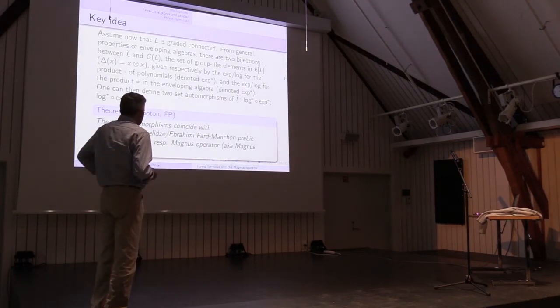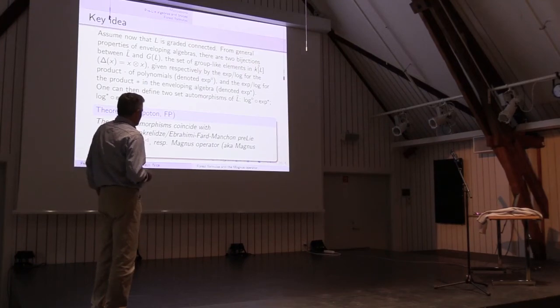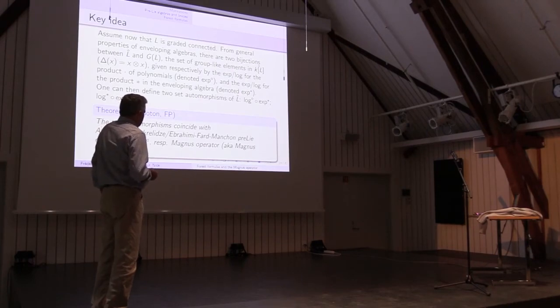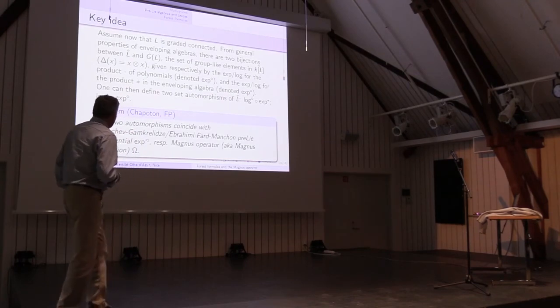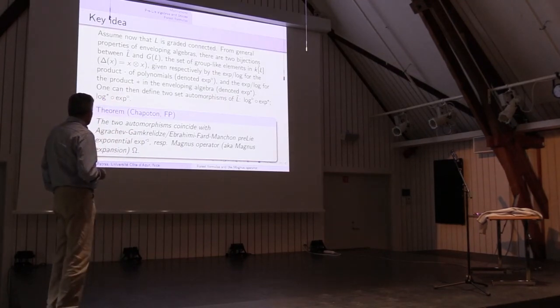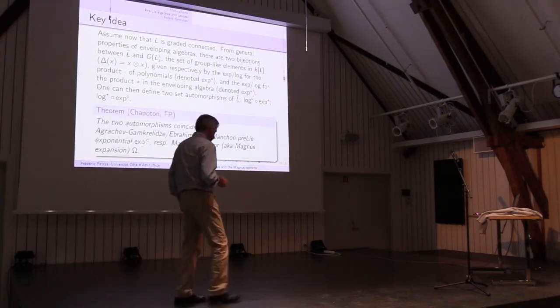And if you do this using the two products, so defining these two logarithms and these two exponentials, you will be able to get two automorphisms of the Pre-Lie algebra you're starting with, or its completion with respect to the graduation. Namely, you can compose the logarithm associated to the commutative product with the exponential associated to the associative product, or conversely, you can compose the logarithm associated to the associative product with the exponential associated to the commutative one.